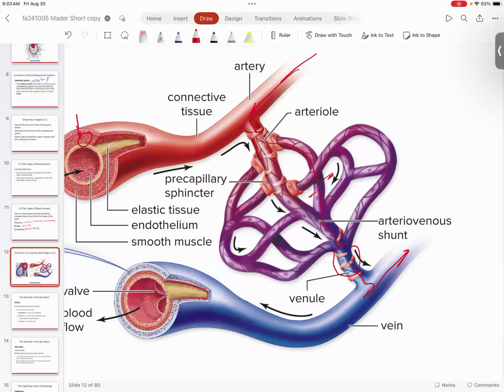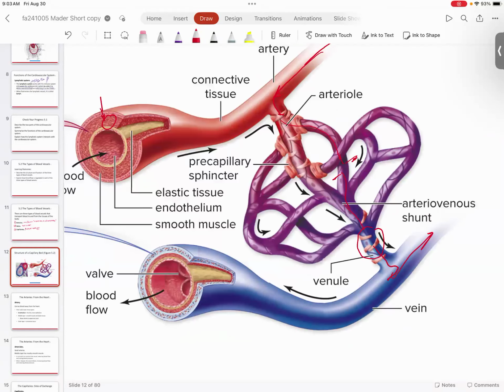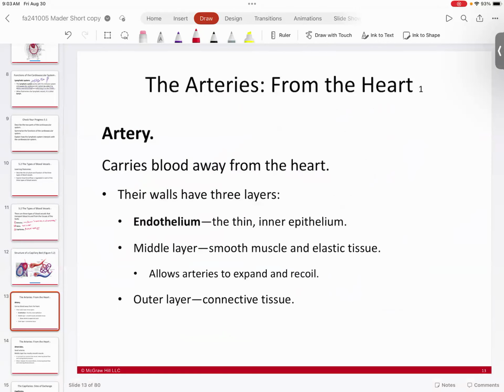And then it'll dump into the venous system, where it'll go back to the heart for another round of exchange. Typically you can see that the capillary bed is essentially a large, fish-net-like network that's designed for exchange of nutrients and gases and things like that. And so the structure of the artery has a couple of walls.